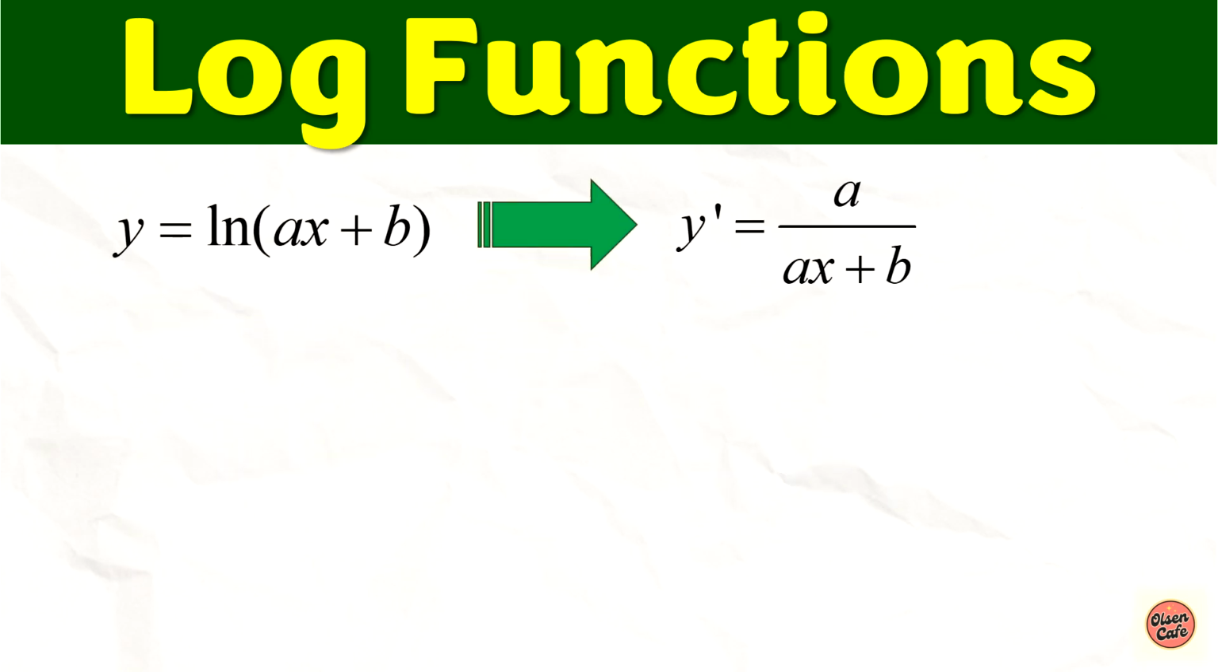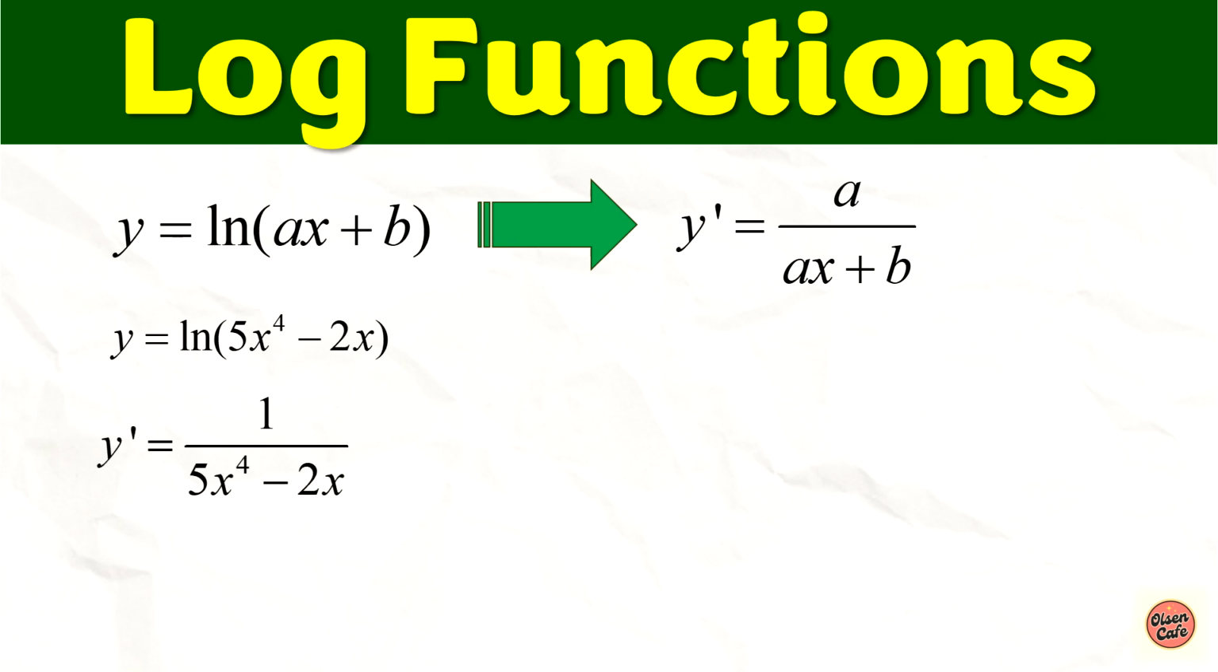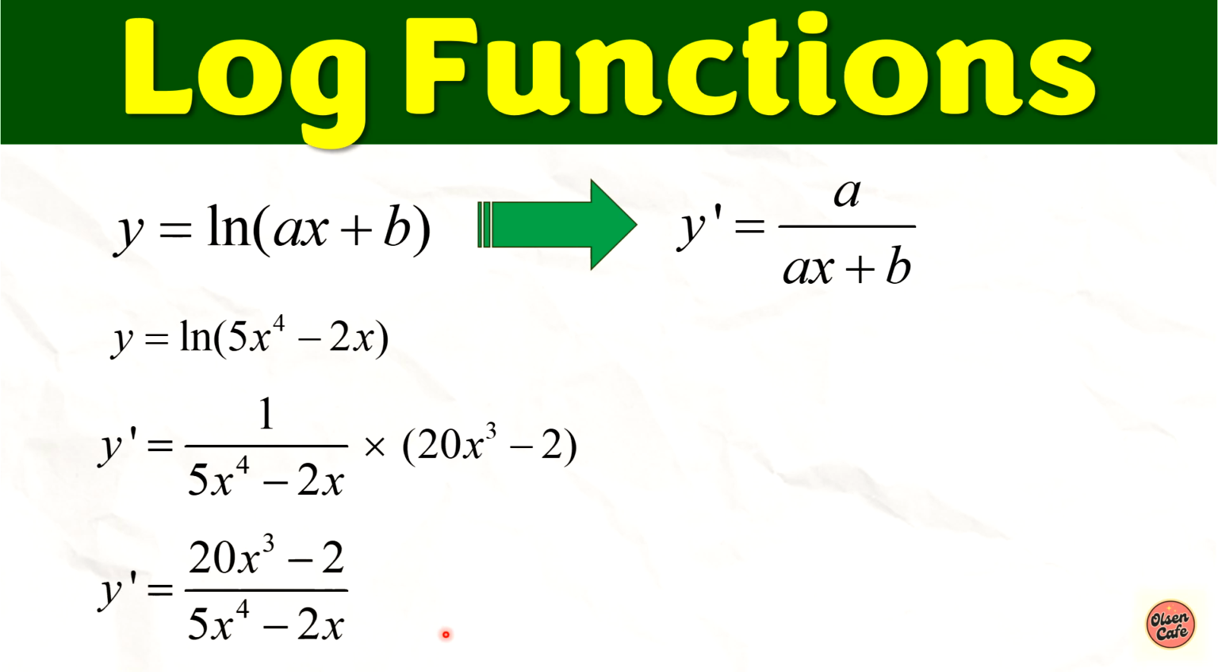Let me now show you two examples of how I can use this basic rule to differentiate the ln function. Say the first example, I have y equals ln(5x to the power of 4 minus 2x). To find the derivative, I take the reciprocal, then I differentiate the term inside, which will give me 20x cubed minus 2. Combining these two together, I will get the derivative as this, which is pretty easy.